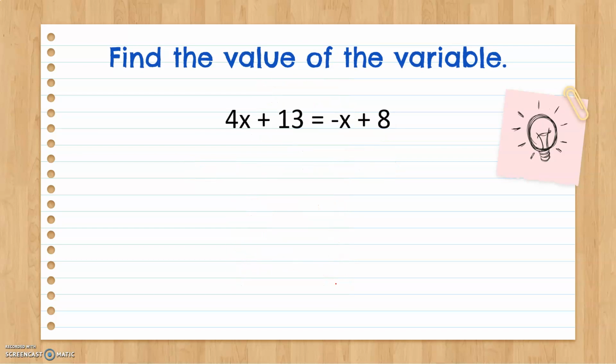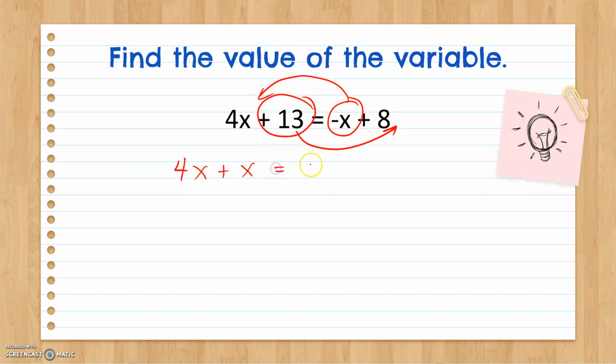Next example. 4x plus 13 equals negative x plus 8. Again, let's transpose constants to the right and variables to the left. So 4x plus x will be equal to 8 minus 13. 4x plus x is equal to 5x, and 8 minus 13 will give us a negative 5.